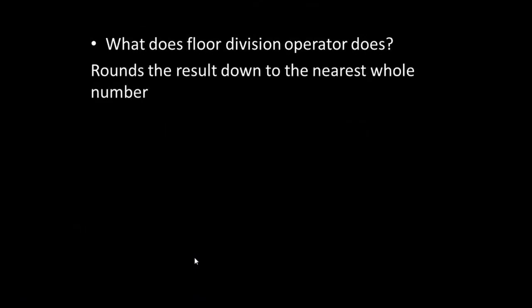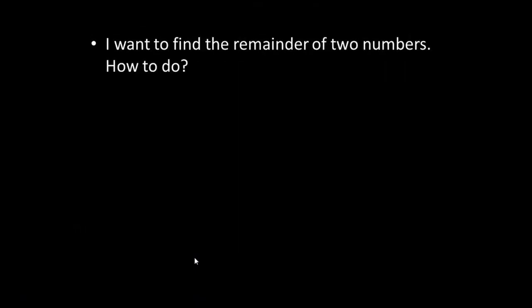Now, what does floor division operator do? So it rounds the result down to the nearest whole number. It is down, not to the highest number. It rounds off to the nearest low number, not the high number. Okay. Now I want to find the remainder of two numbers. How to do? So what you need to do is you need to use modulus operator.